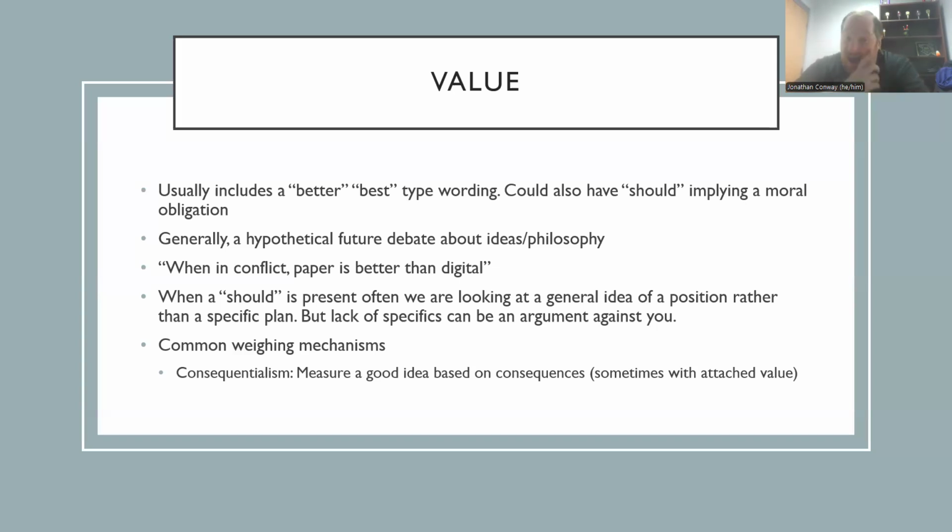Common weighing mechanism. I like consequentialism. You could see something like utilitarianism, or we'll sometimes use negative utilitarianism. But I like consequentialism. It measures an idea based on the consequences. Sometimes you attach a value. You saw me attach education. Value rounds oftentimes look at a value criterion, education, health, something like that, that's specific to the topic. But sometimes you choose a more general consequentialism and then have several values that you use throughout. Just depends on how you want to approach it.